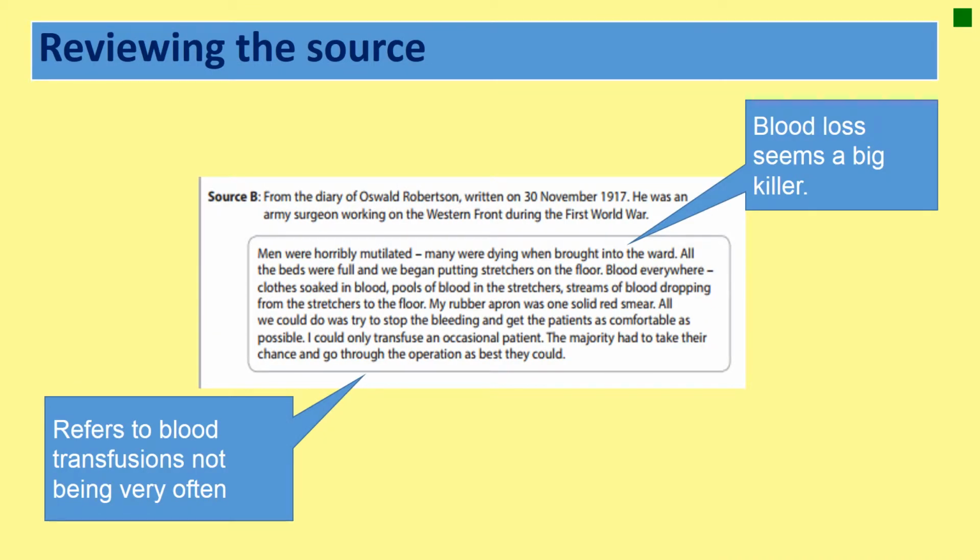So when reading this, we've got a couple of information elements there that work. Firstly, is the conditions. Blood loss seems to be a big killer because it talks about blood everywhere, soaked into the clothes, pools of blood on the stretchers. So blood loss is a big focus. We've also got this idea of transfusions not occurring very often, where it says, I could only transfuse the occasional patient. So looking at this, that's going to be my focus.